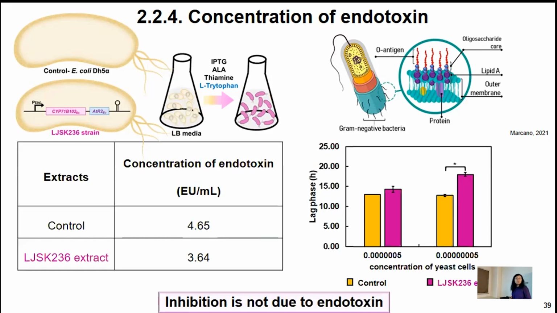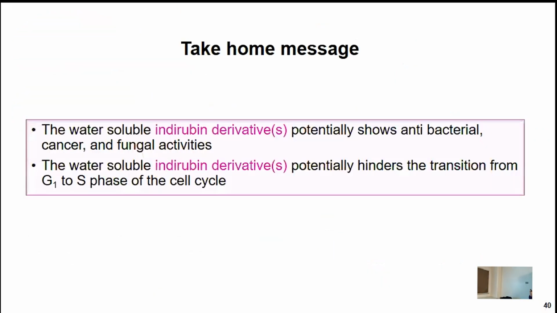So we measured the concentration. As expected, endotoxin is present in the extract. But even though endotoxin is there, the extract is showing an effect. The yeast cells are taking more time to divide. That means this effect is because of the compound that is being produced rather than the endotoxin that is there.